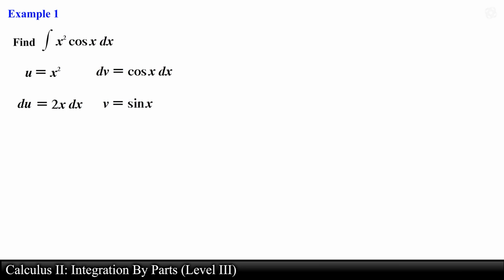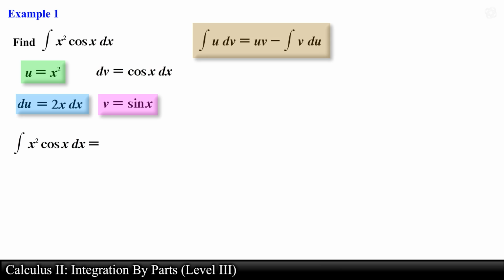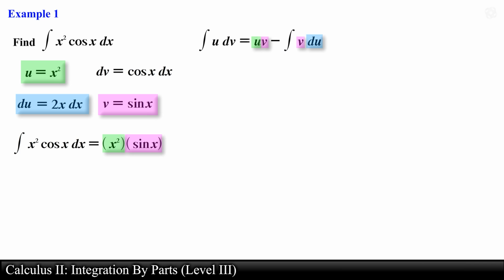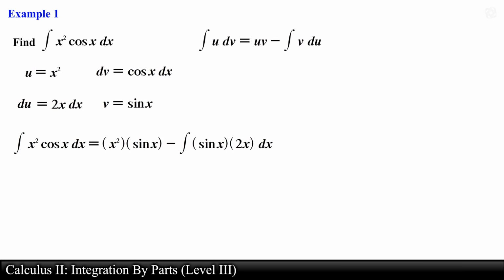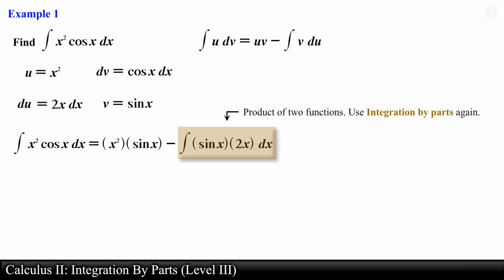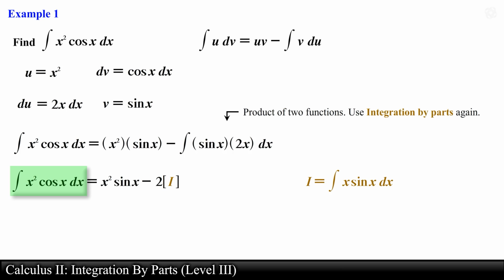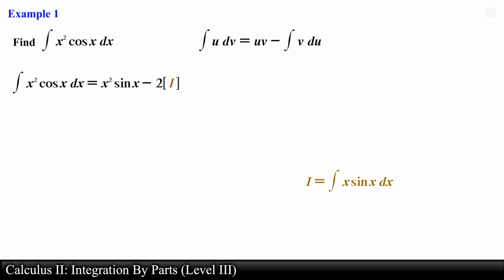Now that we have all the required functions, we use the integration by parts formula and substitute them. Doing that, we have that the integral of x squared times cosine of x is going to be equal to x squared times sine of x minus the integral of sine of x times 2x dx. Now notice that the integral of sine of x times 2x requires an additional application of the integration by parts formula. What we're going to do is to carry out a substitution and let the variable I equal this integral. It's important not to lose track of the original integral we are looking for. So making the substitution, we have the following expression.